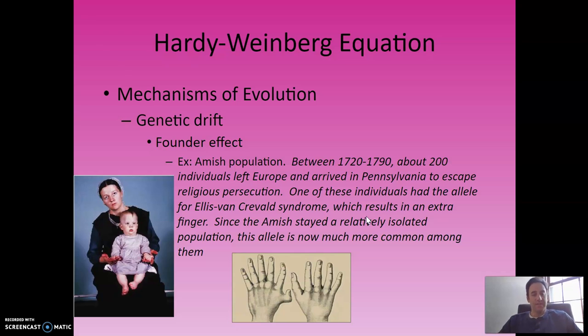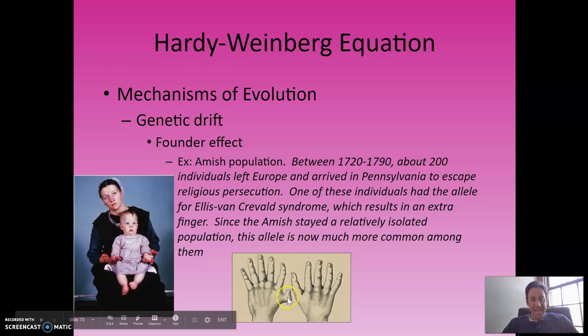An example of this is in the Amish population. About 200 individuals left in the 1700s. They left Europe, arrived in Pennsylvania, and established a new population in the United States, and they've been a relatively isolated population ever since. Well, one of those individuals had this extra digit on their finger, and as a result, that is a very common trait among the Amish today. It's because it was a founder effect. That one person became the foundation for this whole population.